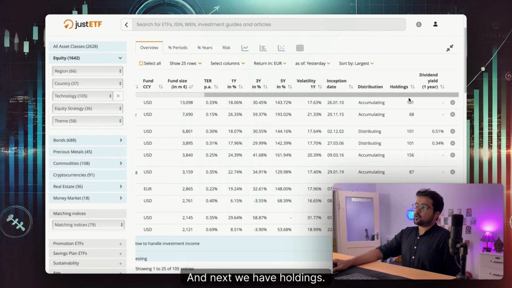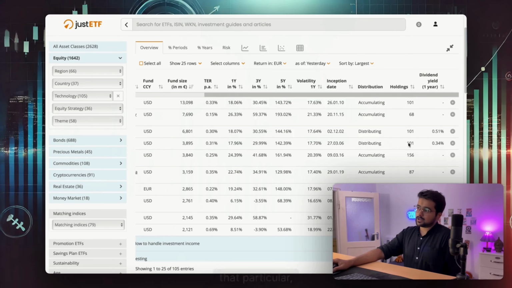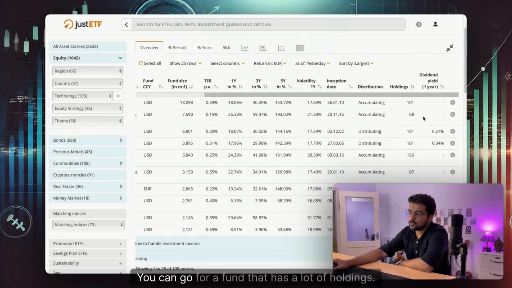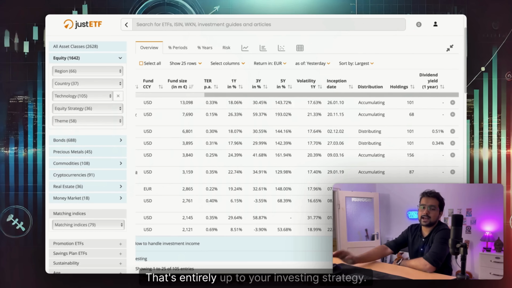And next we have holdings. Holdings means how many companies are there in that particular ETF. There is again no right or wrong answer for this. You can go for a fund that has a lot of holdings. You can go for smaller holdings. That's entirely up to your investing strategy.